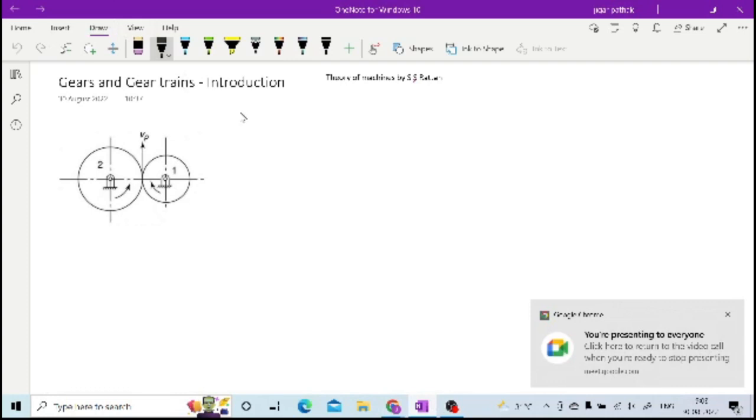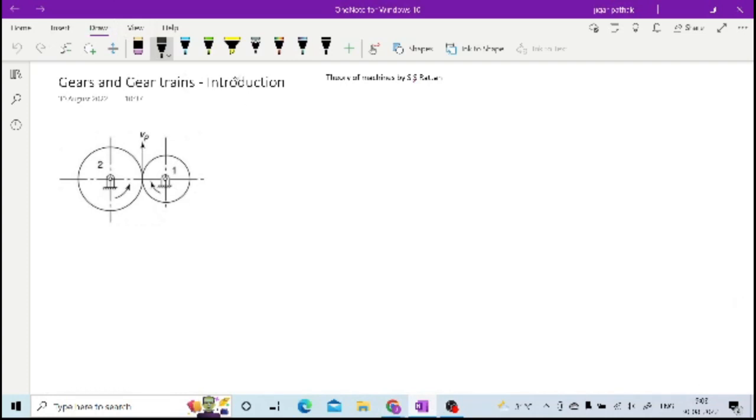Gears are generally used for reduction in speed and increase in torque. Gears are used for speed reduction, and you can get increased torque because power is given by T omega, where omega is 2 pi N by 60.